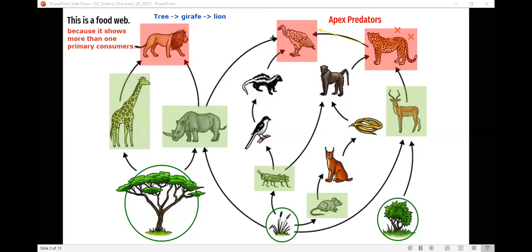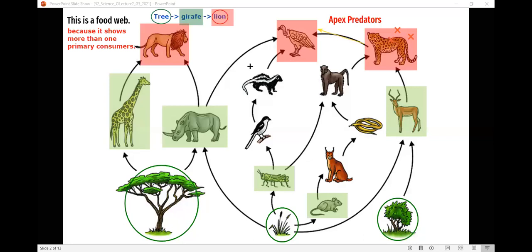In this food chain, who is the producer? The tree. And who is the primary consumer? The giraffe. Who is the secondary consumer? The lion is the secondary consumer. Who is the apex predator? Also the lion.